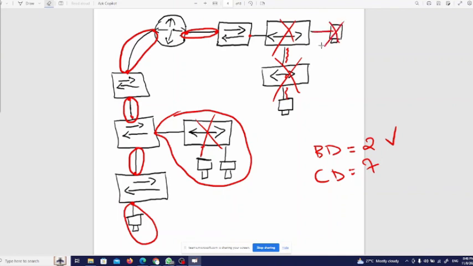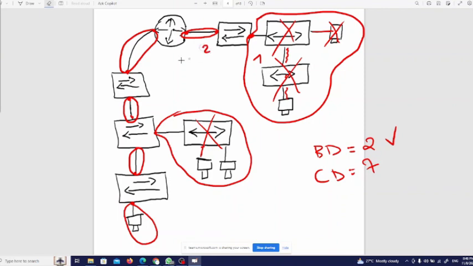This device here will also be impacted by the collision, but the collision will be contained by this interface of the switch. So we can say that here we have one collision domain. Are we okay? So how many collision domains do we have? We have 1, 2, 3, 4, 5, 6, 7. And Pamela, you got it right.